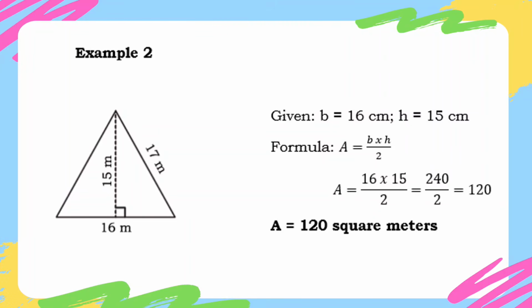Now, here is example number 2, which is finding the area of the triangle. Our givens are, the base is 16 cm, the height is 15 cm, and the formula for finding the area of the triangle is A is equal to base times height divided by 2. So, A, 16 times 15 is equal to 240, and then 240 divided by 2 is equal to 120. In that case, the area of the triangle is 120 square meters.